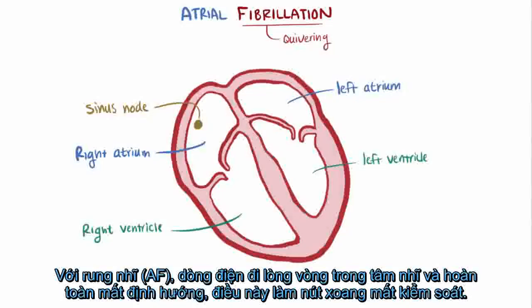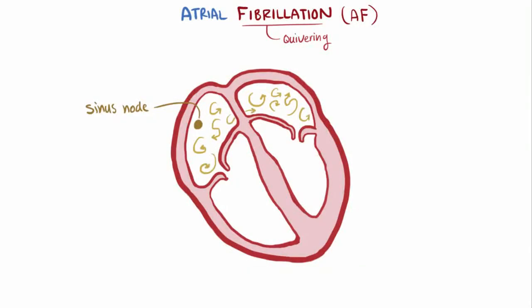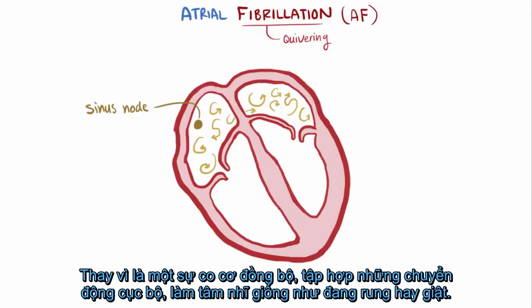With atrial fibrillation, or AFib, or sometimes AF, signals move around the atria in a completely disorganized way that tends to override the sinus node. Instead of one big contraction then, you get all these mini contractions that make it look like the atria are just quivering.